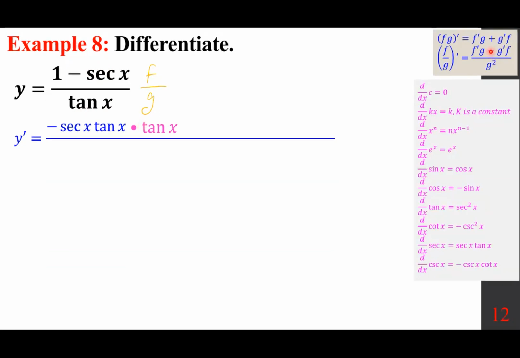And according to this formula, times g is just times tan x. Minus g prime. The derivative of tan is secant squared. So minus secant squared times f, just write the top next to it, 1 minus secant x. And g squared, simply put tan x to the second power, or tan squared.